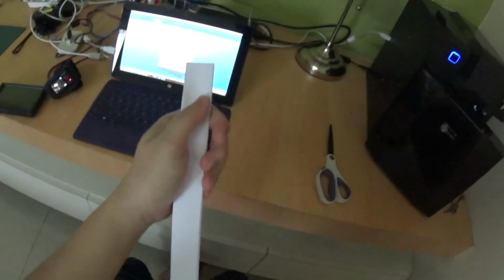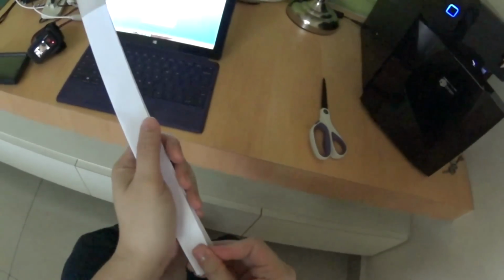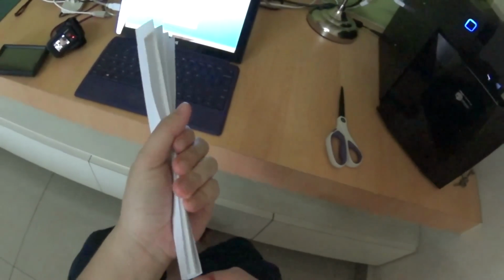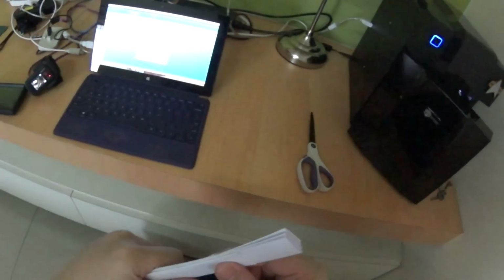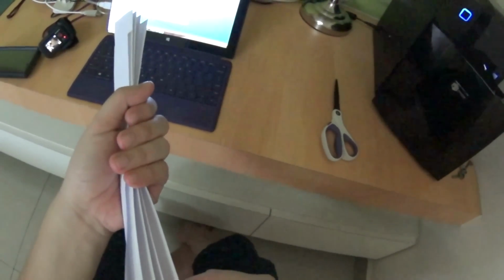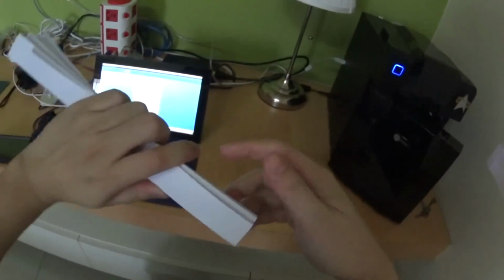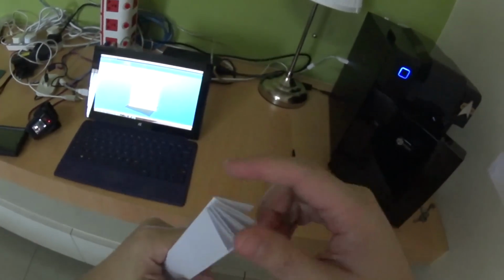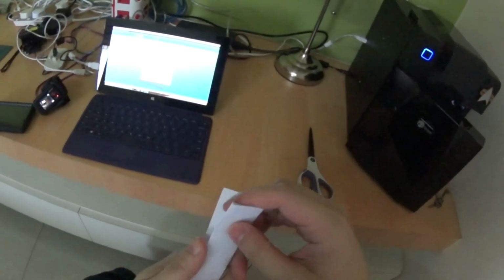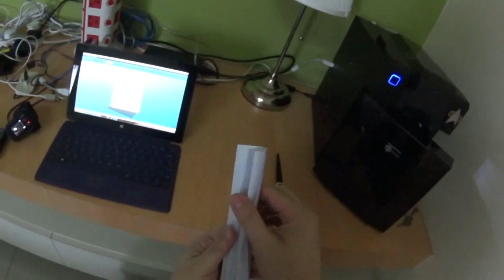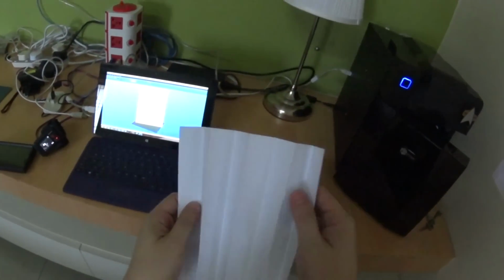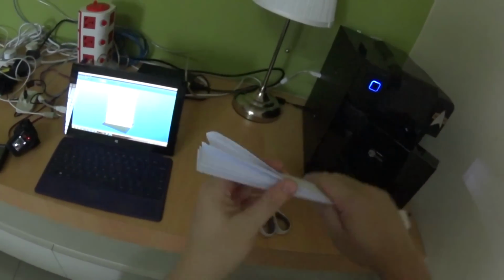And I think I actually did it wrong. Hang on a moment. Okay, I actually did it wrong, so we'll start from the other side. We're going to stack it up like this.